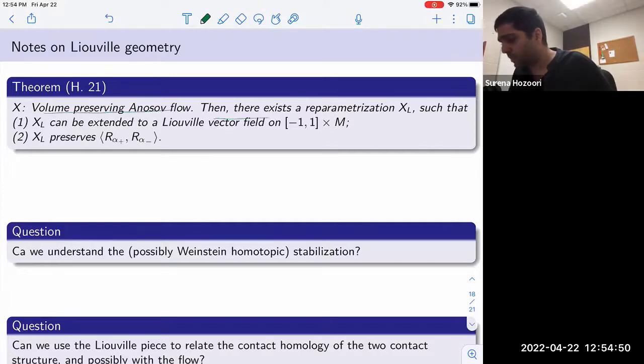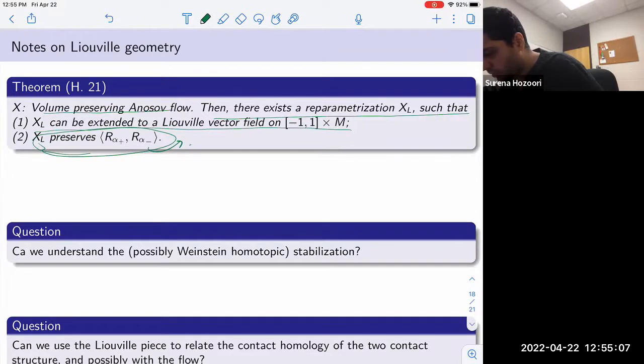But in order to encapsulate what I just discussed, we showed that for volume preserving Anosov flows, there exists a reparameterization such that, first of all, this XL can be extended to a Liouville vector field on this interval times M. And also with some more work, you can show that this transverse plane field is nothing but the plane field that you get from this Reeb vector field. So that means the plane field that you get from these two Reeb vector fields in this case is nothing but just E^s plus E^u.